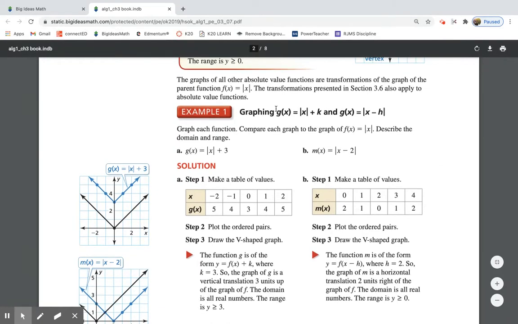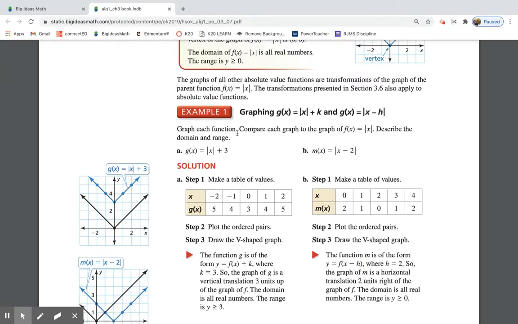Okay, so looking at example 1, we have an A and a B. It says graph g of x equals the absolute value of x plus k, and g of x equals the absolute value of x minus h. Or that's what we're doing. So if those letters confuse you, just calm down, wait till we get to some numbers. So graph each function and compare it to the original parent function. Okay, and then describe your domain and range. Domain is your x value, range is your y.